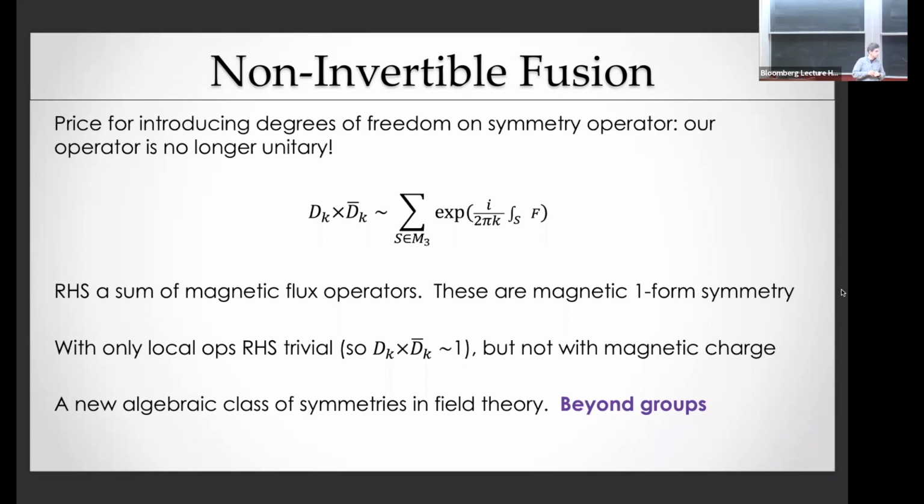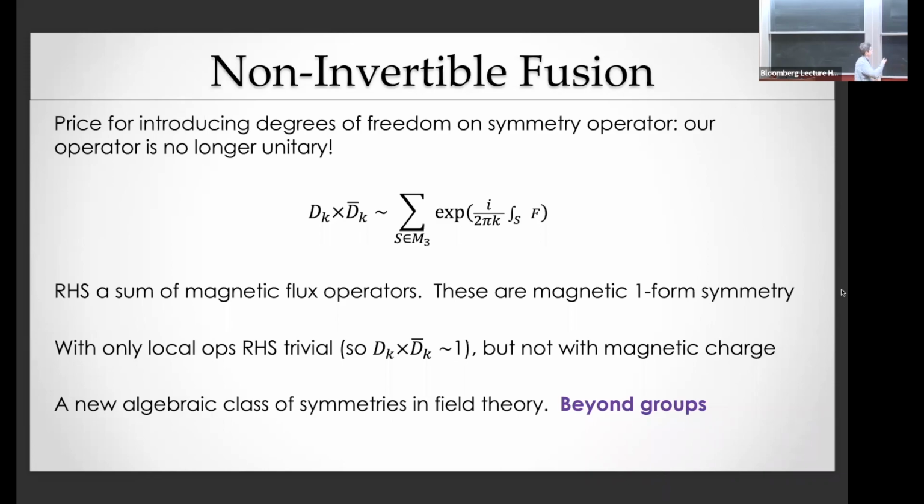trying to make an adjoint at least, so conjugating it with CPT. And if we collide them, we get this expression on the right. So this is a sum over surface operators. It's sometimes called a condensation operator, studied, for instance, by Sahan. It's a sum of magnetic flux operators. These are the magnetic one-form symmetry.